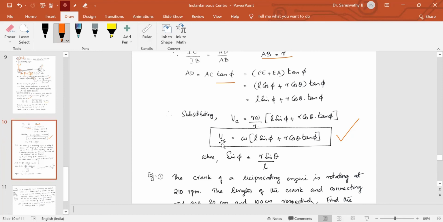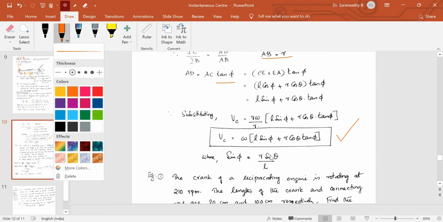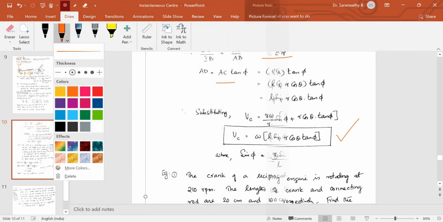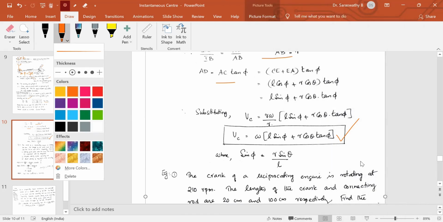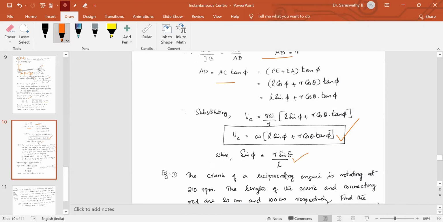So, the velocity of the piston is omega into L sine phi plus R cos theta tan phi. And this phi, we have got it in the first step itself: sine phi equals R sine theta by L. So by remembering these two formulas, we can solve the example of motion of connecting rod and piston of a reciprocating engine.